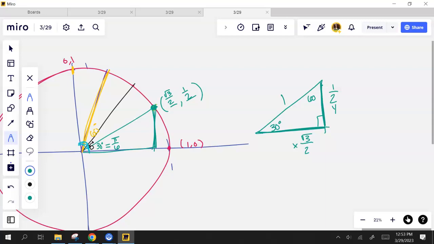Wait, do we have to find the coordinates every time, or do we just memorize? I'm going to show you. Once you get either one.